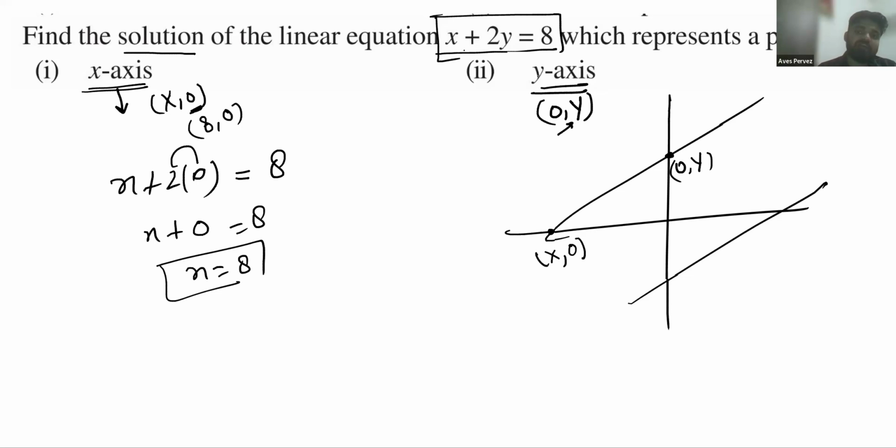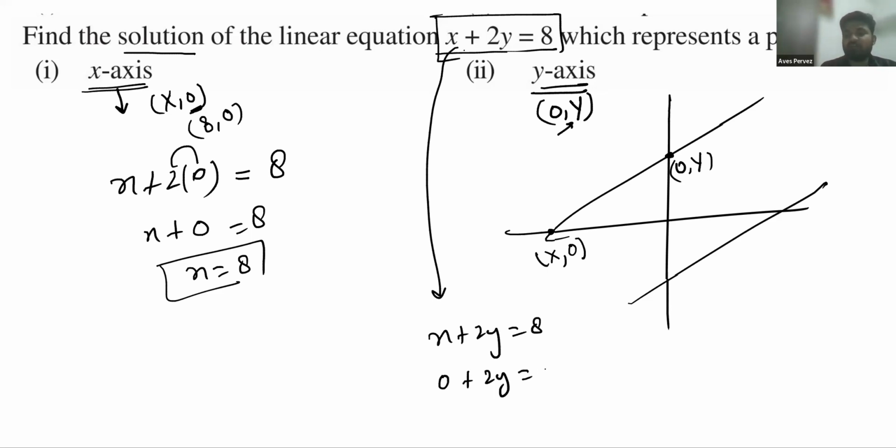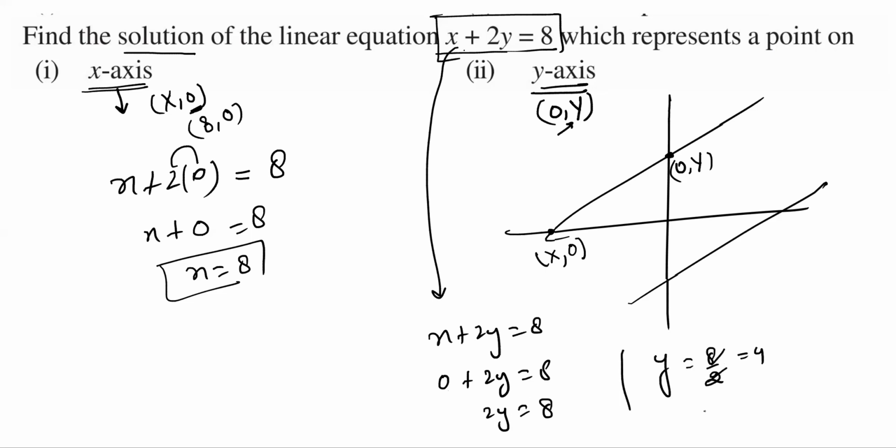And similarly, on the y-axis, x will be 0. Now put x as 0 in the same equation, x plus 2y equals 8, and get the value of y. 0 plus 2y means 2y equals 8. Now 2 is being multiplied with y, so you will write y equals 8 by 2. You will get y equals 4. So this coordinate is 0 comma 4. So 0 comma 4 and 8 comma 0 are the coordinates at which it is cutting the y-axis and x-axis. Okay, sir, got it.